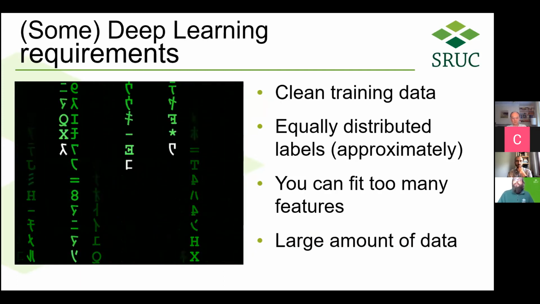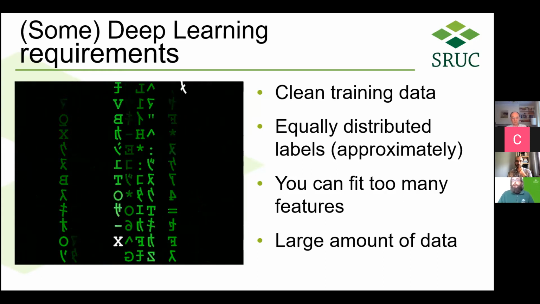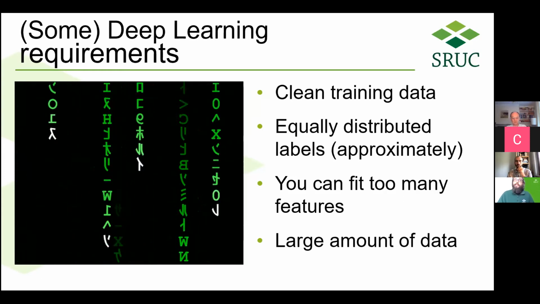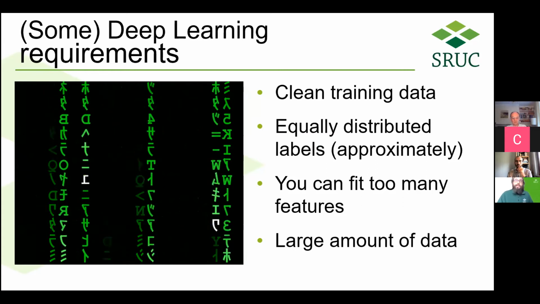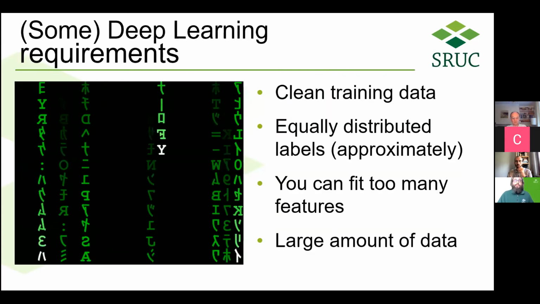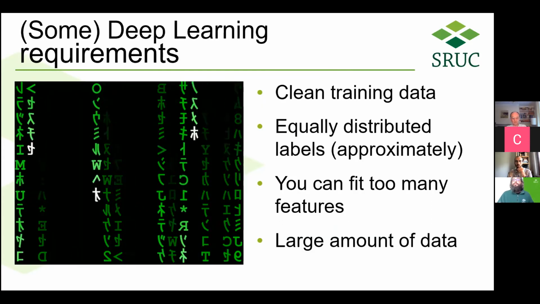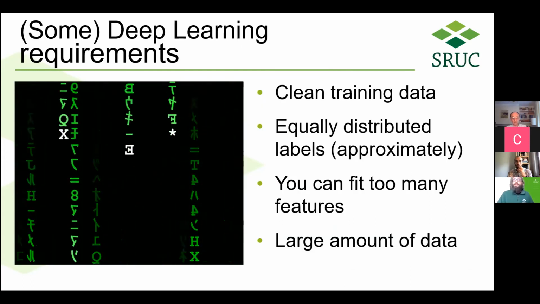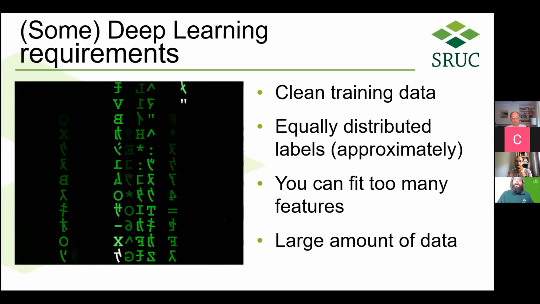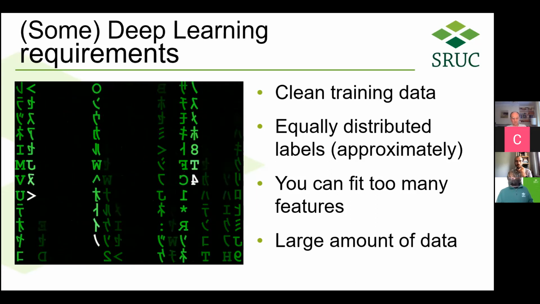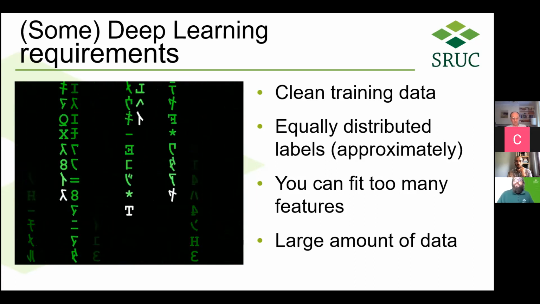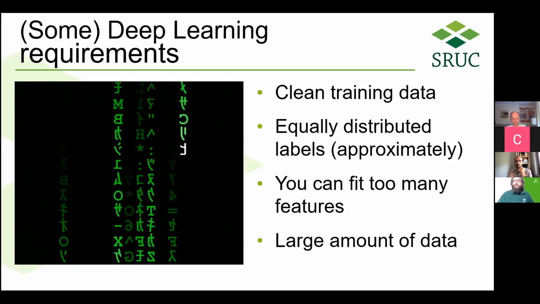So we've got some requirements, and again, these are requirements for deep learning, but are applicable to probably any kind of database task. We need clean training data. So basically, we need our features to be clean, and we need our labels to be definite. We also need the data labels to be equally distributed. And we've also got to watch out for things like overfitting.